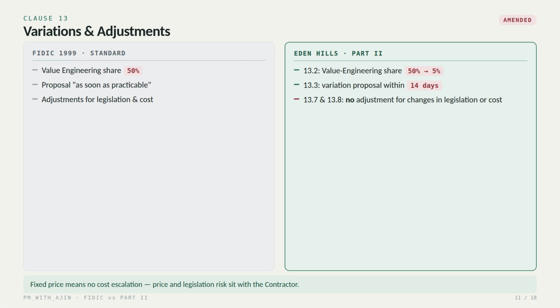Clause 13, variations and adjustments. The standard value engineering share is 50% and a variation proposal is submitted as soon as practicable. In the Part 2 conditions, the value engineering share drops sharply from 50% to just 5% and the variation proposal must be submitted within 14 days. And importantly, there is no adjustment of the contract price for changes in legislation or changes in cost. Fixed price means the contractor carries the escalation risks.